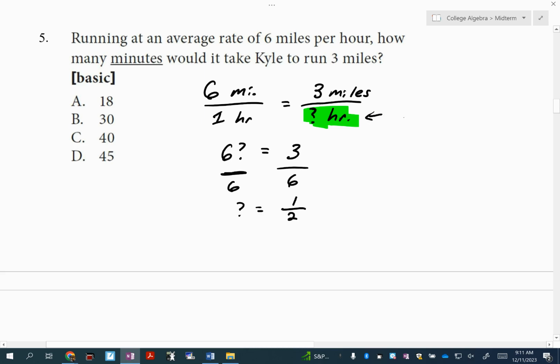So right here, that's going to be half an hour. It doesn't ask for how many hours, it asks for how many minutes. So how many minutes are in half of an hour? That would be 30 minutes.